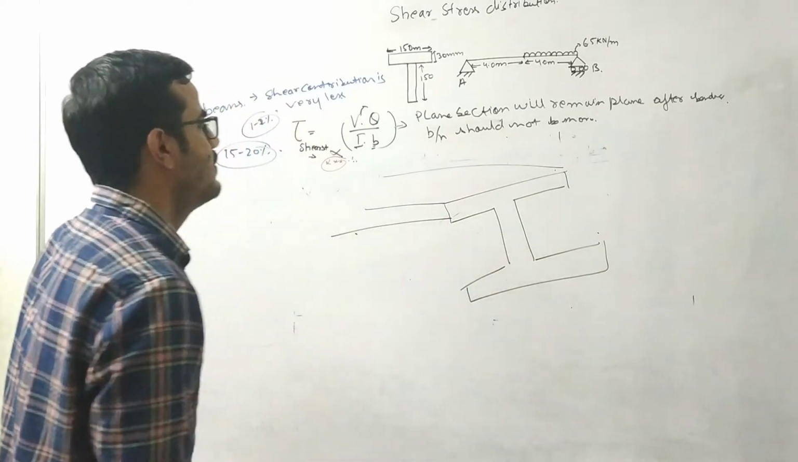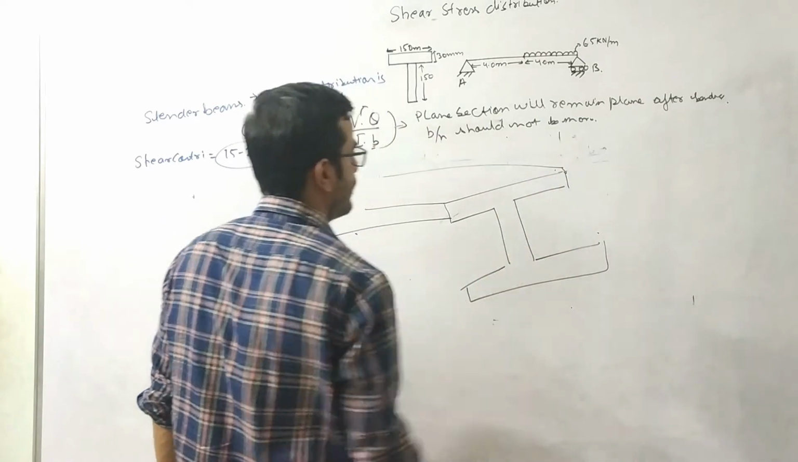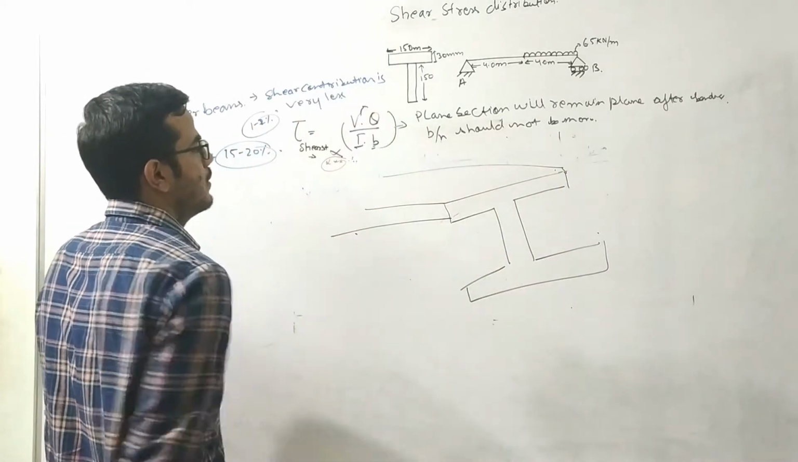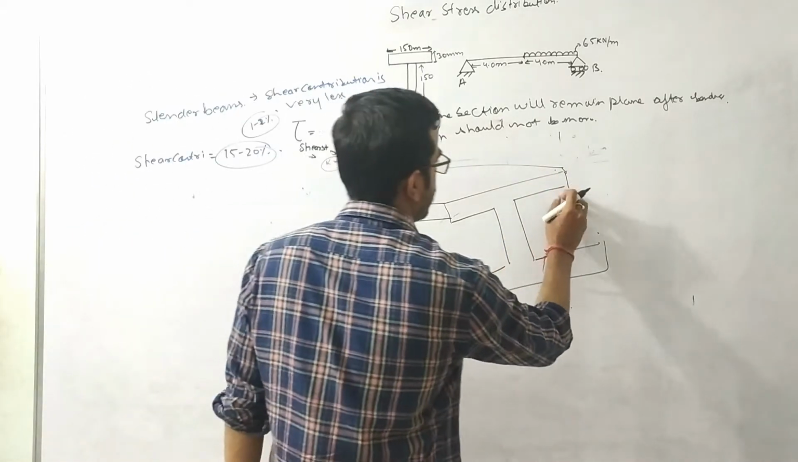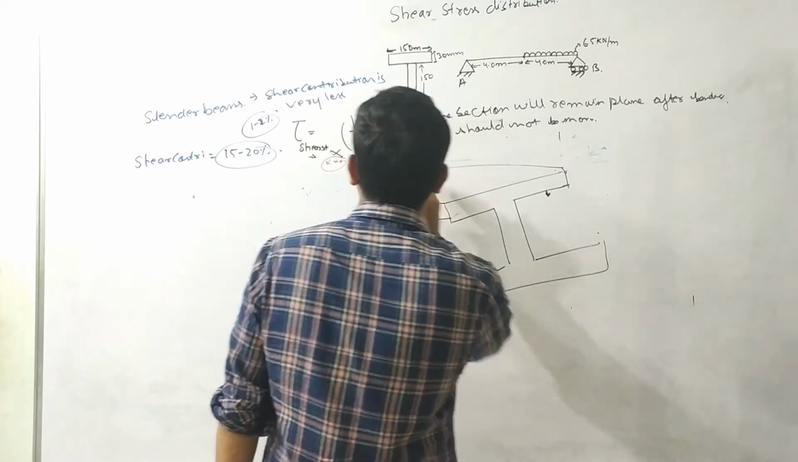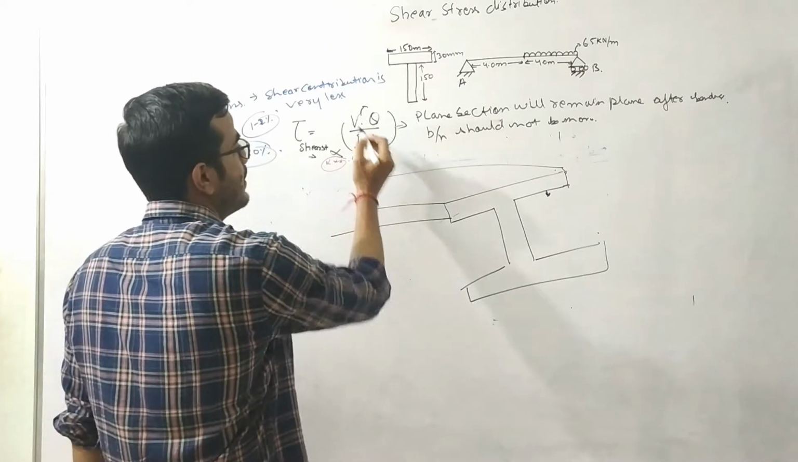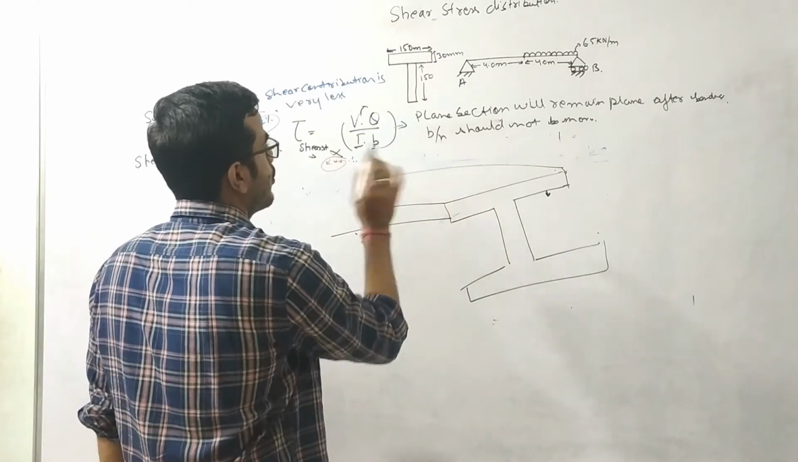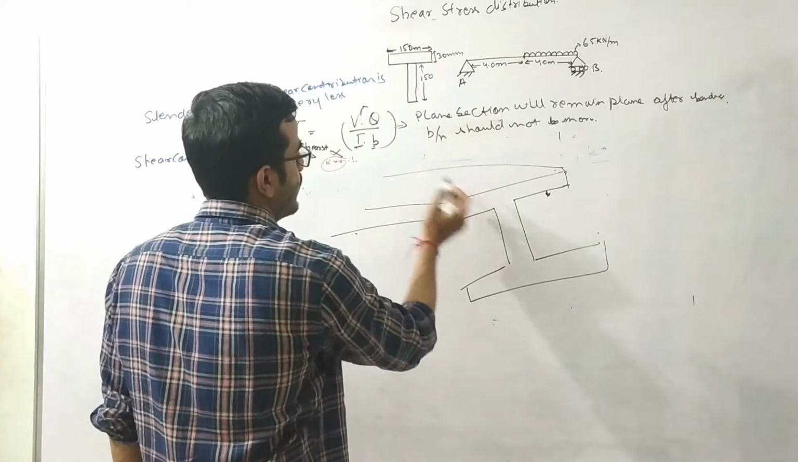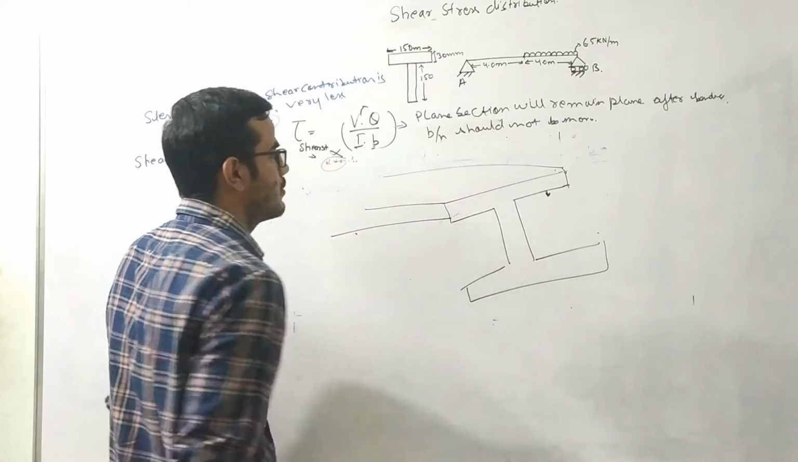Okay, so this is the I beam, and this is the cross section. So as per this formula, what should be the shear stress at this point? It will have some value over here. Why some value over here? Because shear force will be there at this cross section. Q will be there: the first moment of area, the moment of inertia is there, and the width is also there.